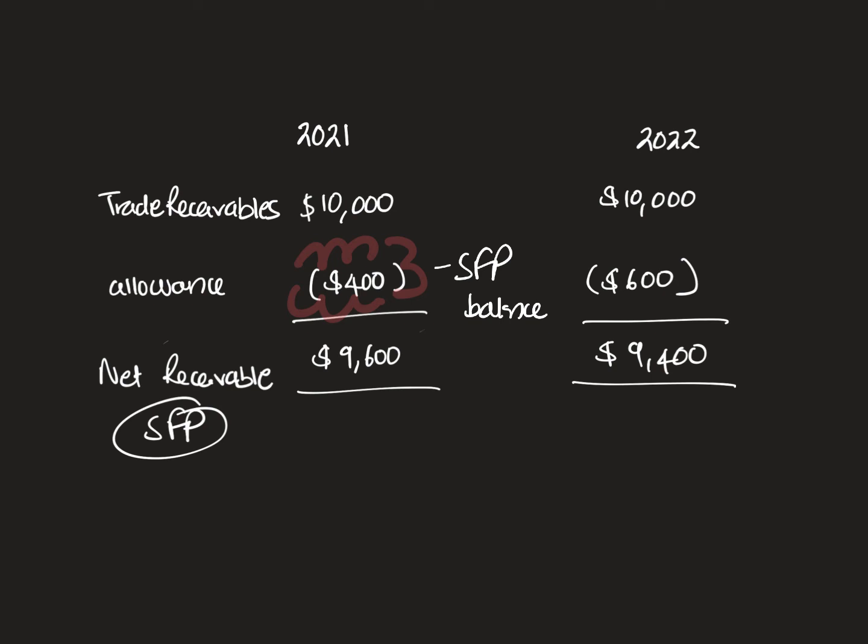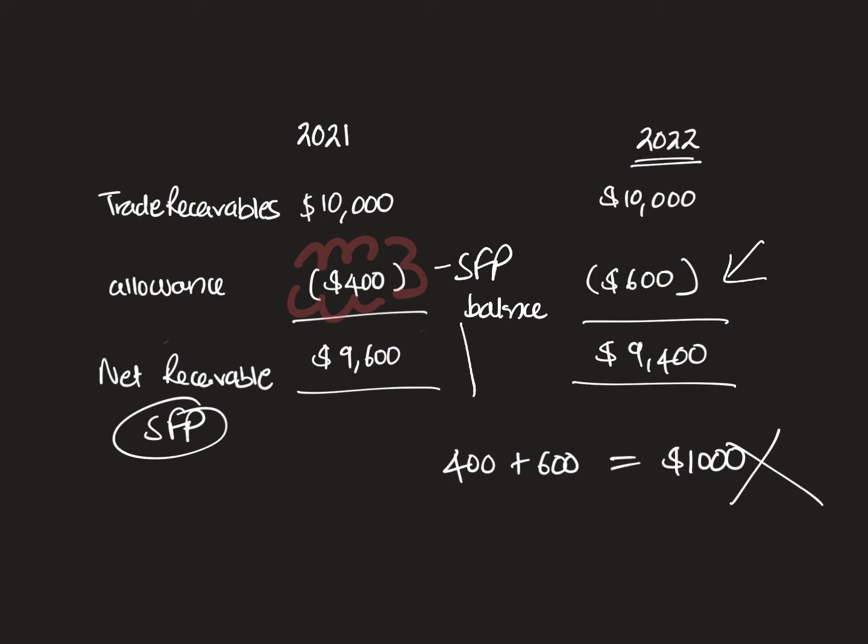If you had cash at the end of 2021 at $300, well, at the beginning of 2022, you would start with that $300. Now, the same is true for your allowance. If you ended with $400 last year, well, at the beginning of 2022, you would also start with the $400. Now, if we added a further $600 to the 400, well, you'd end up with an allowance of $1,000. And we don't want that. We only want the allowance to equal $600.